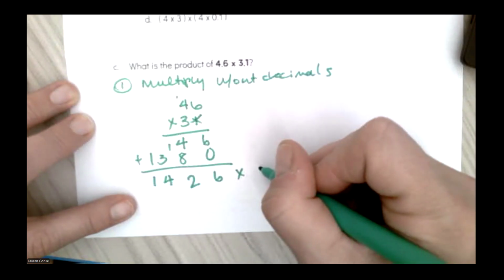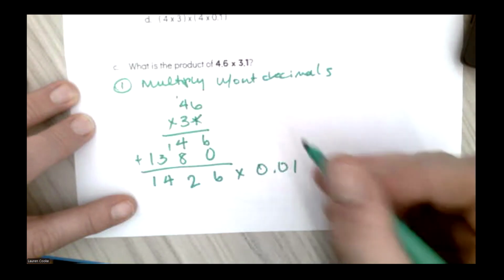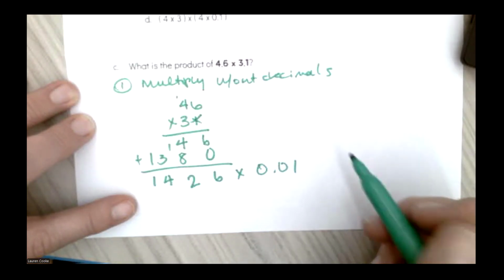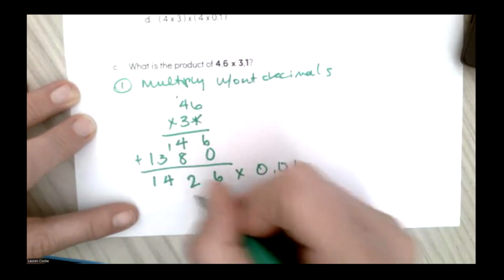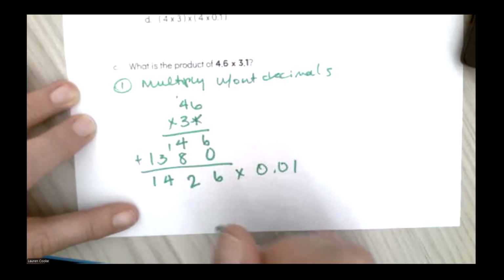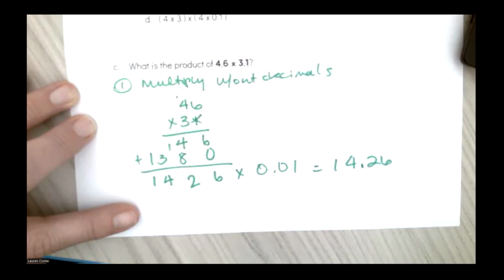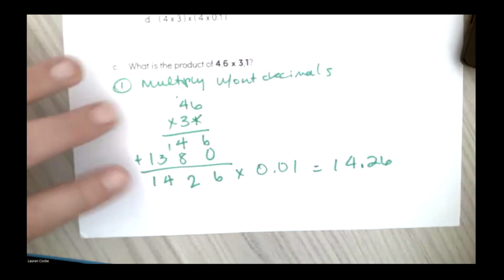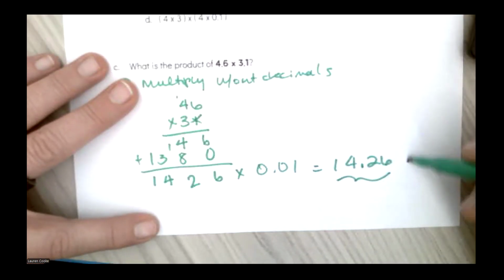And I'm going to multiply that now by 1/100. There are 100 hundredths in 1. So I know that I can multiply this to get 1,426 hundredths. Backwards, I can divide this by 100 to get the actual product, 14.26. And look at how close to 15 that is. 15 is back up there.